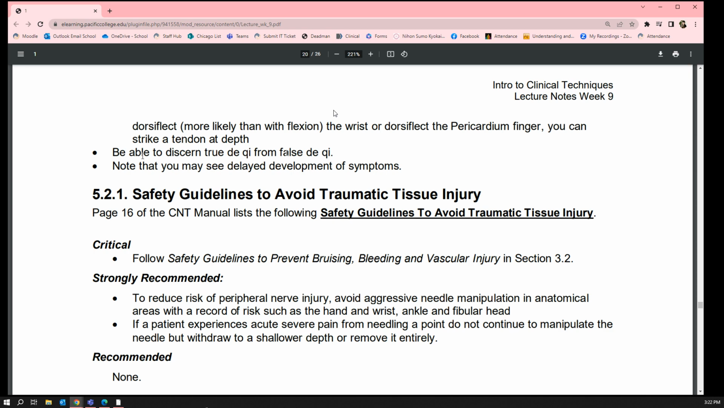And then last one here, note that you may see delayed symptoms, delayed development of symptoms. The person might be fine when you put the needle in, but you might come back to check on them, or you might come back to pull the needles, and then they might report some discomfort.